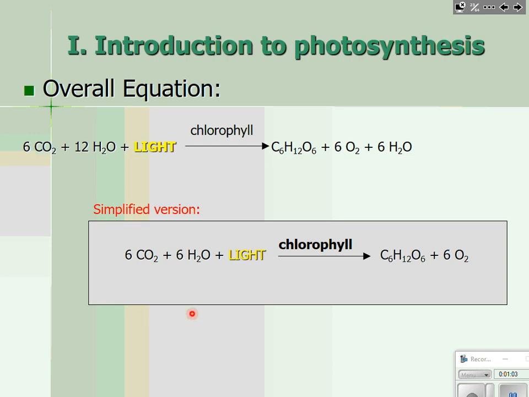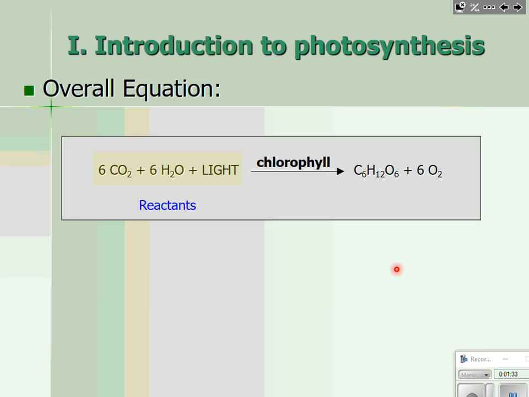I much prefer this one because it has the three reactants on the left, the two products of photosynthesis on the right. Yes, it's true, technically light is not a chemical reactant, but we're going to lump it together with carbon dioxide and water because all three of those things are required for photosynthesis to occur. And the two things that are produced by photosynthesis are glucose and oxygen. So let's take a closer look.